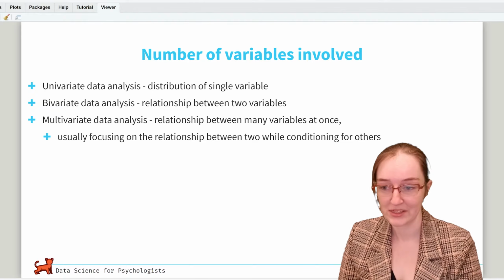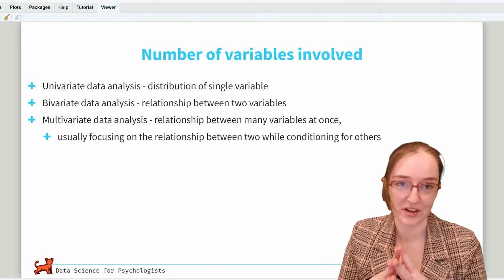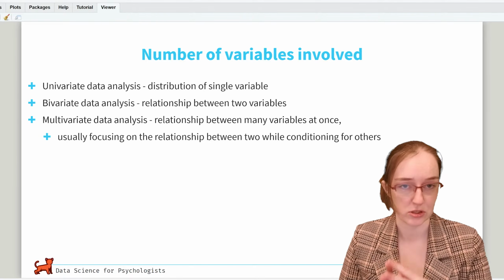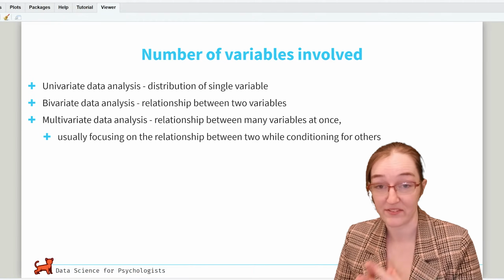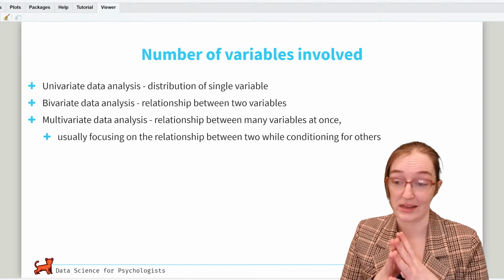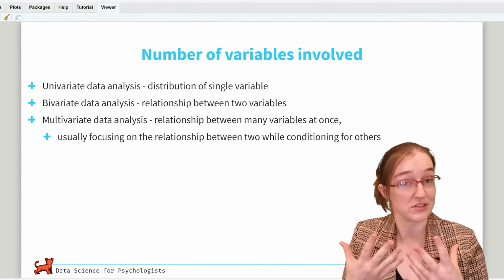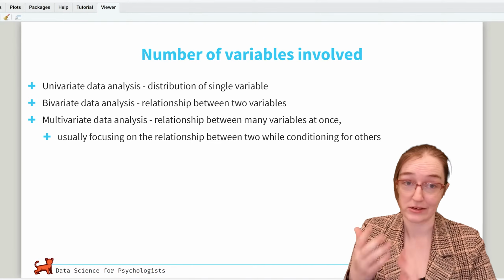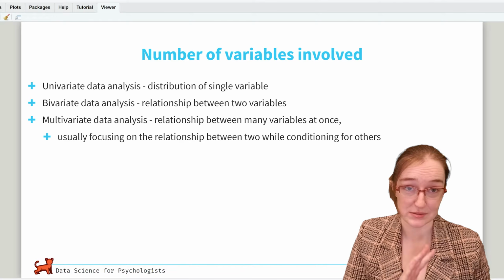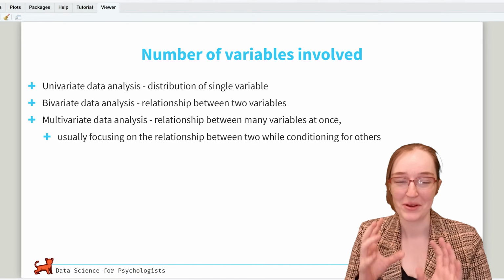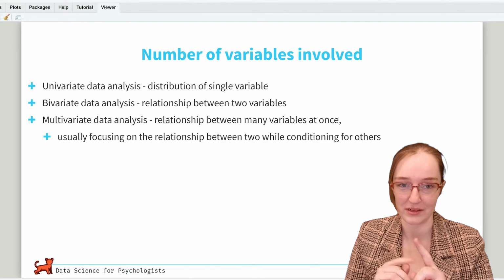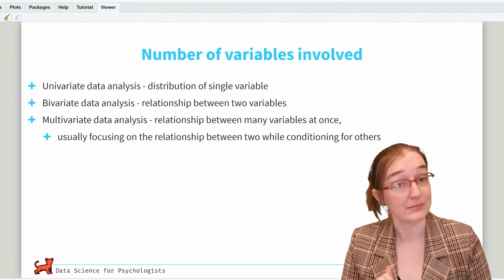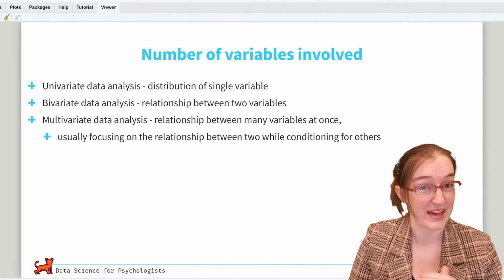Terminology. The number of variables involved determines our terminology here. So we have univariate data, and that is essentially the distribution of a single variable. We're not interested in relationships at this point. We're just looking at how one variable does its thing.